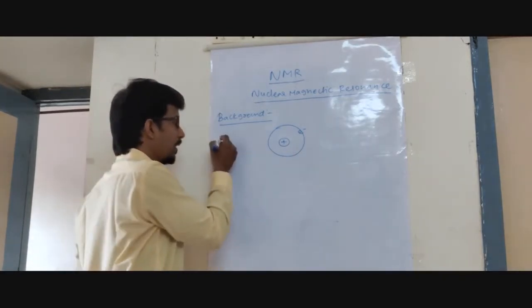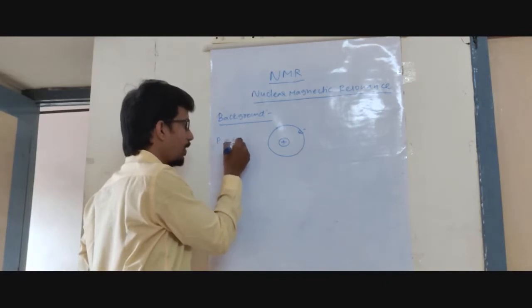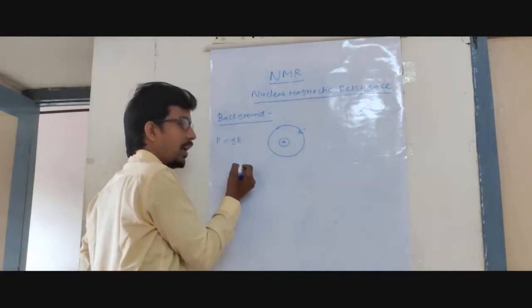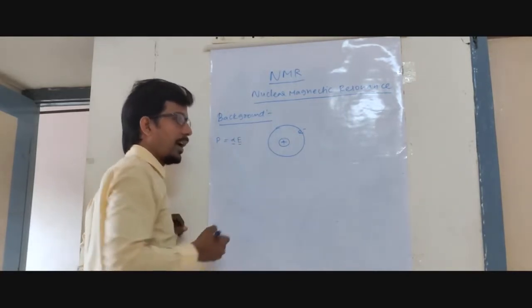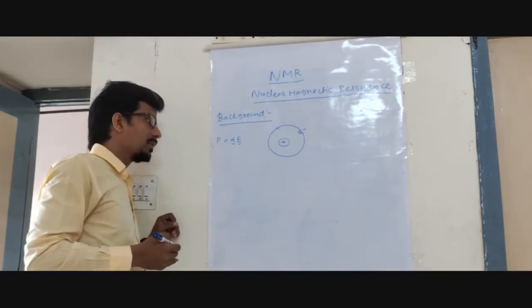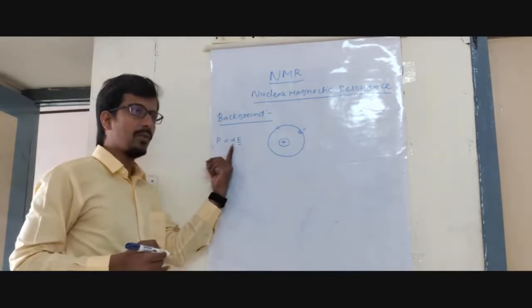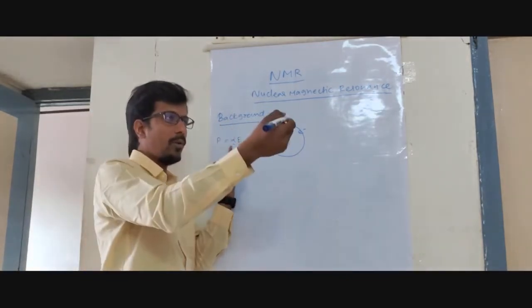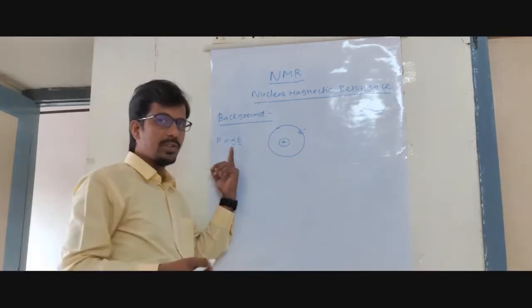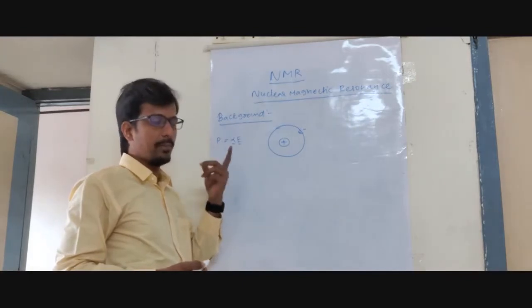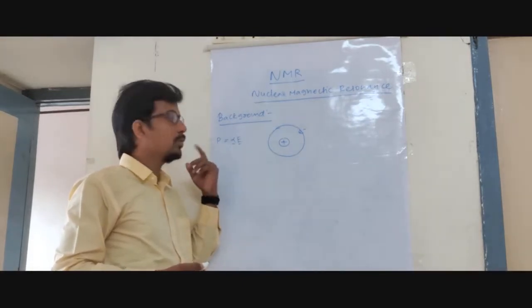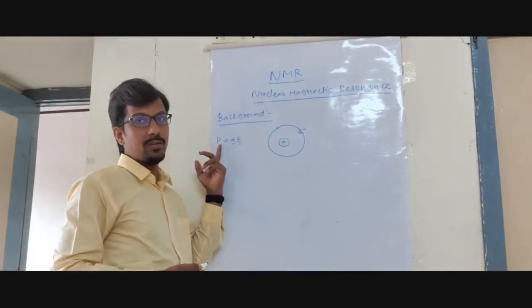In classical theory we know P is equal to alpha E. The polarization is the product of what? Alpha is how much the bond or molecule position is going to change under the electric field, and E is nothing but the electric field. The product of alpha into E gives the bond polarization of the molecule.